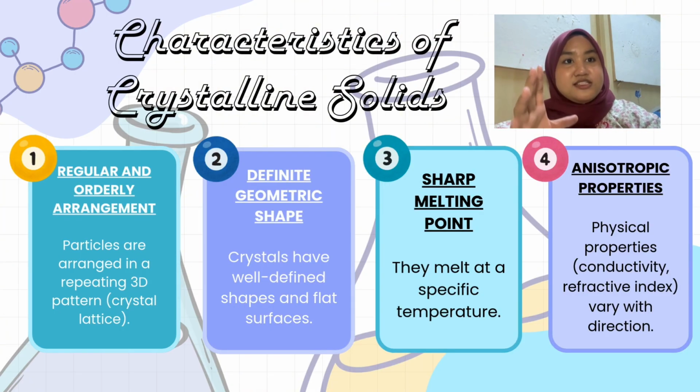Finally, this grid-like structure leads to anisotropic properties. This means if you test a crystal's strength, its electrical conductivity, or how it bends light, the result can change depending on which direction you test it in. Think of wood. It's much easier to split along the grain than across it, right? Crystals have a similar directional dependency on an atomic scale.